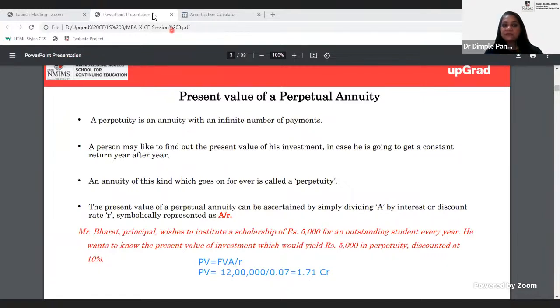So what is the amount that the principal should invest from the college fund so that the school is going to get 5,000 every year for an infinite number of years? So again, PV is equal to FVA, future value, divided by R. What is the amount? It is going to be 5,000, an equal amount every year, discounted at 10%. So if the principal deposits 50,000 rupees today from the school fund, the college would be getting a scholarship of 5,000 every year for an infinite number of years.